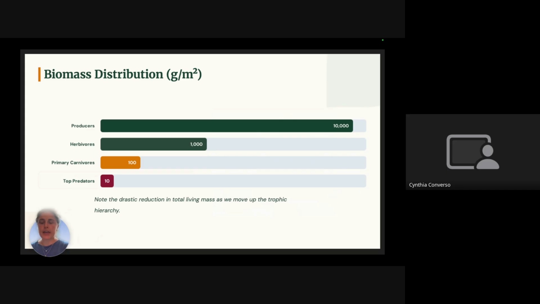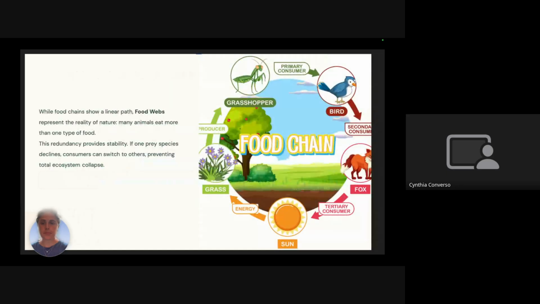All right, this is kind of that description of biomass, right? So this is what I was talking about with only 10% of the weight, the biomass, making it to the next level. So if we have, I literally just said this, 10,000 plants, 1,000 herbivores could be mice, 100 primary carnivores, which could be snakes, and then 10 top predators, which could be hawks. Right. So there's going to be this drastic reduction in the amount of the next trophic level that can be supported because of this. Right.